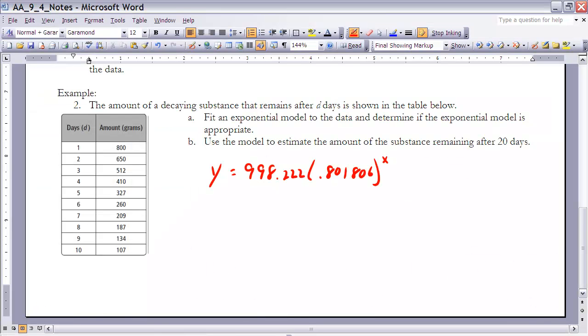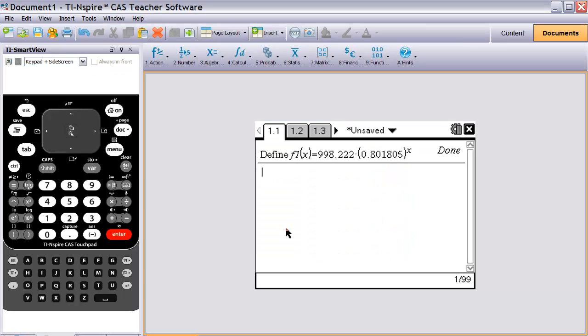Now to do part B, where it says to find the amount that's remaining after 20 days, all I'm going to do is take x out and replace it with 20. So in my calculator, I'm going to put this in and raise it to the 20th power. You want to do that on your calculator, and we can find what that answer would be. So what I did is I just defined f1 of x as being that function. So now if I want to find f1 of anything, I can say f1 of, in this case, 20. And I can let the calculator do the work on that.